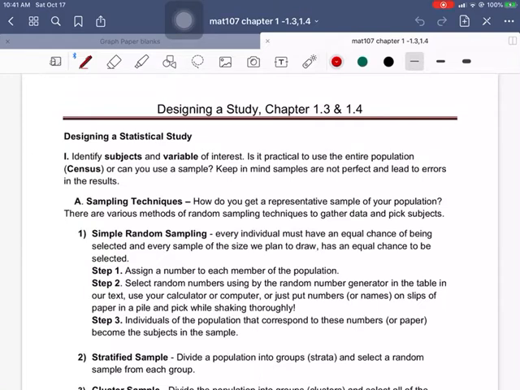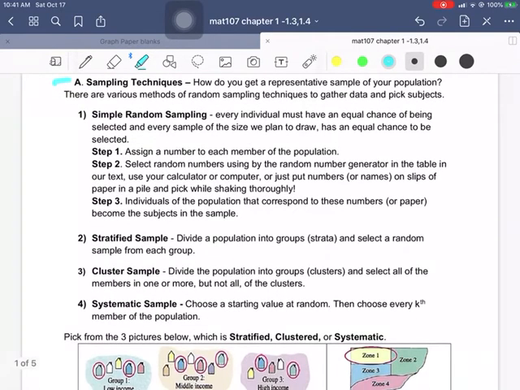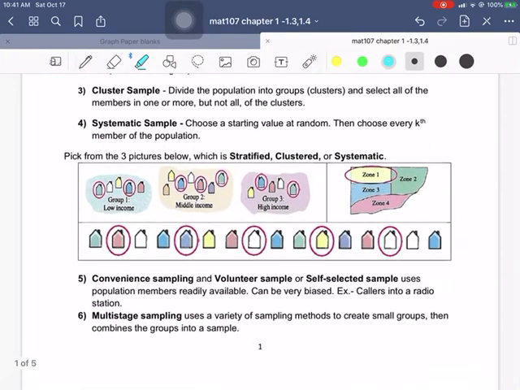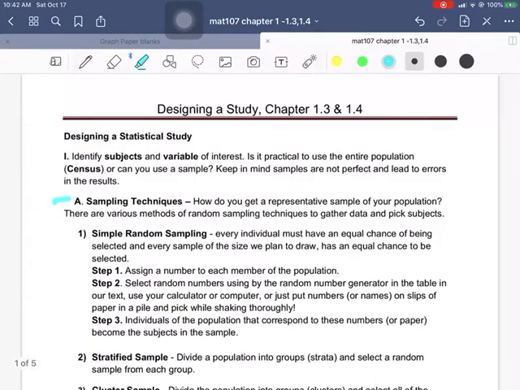use a sample? Keep in mind that samples are not perfect and can lead to errors, right? Because each sample you get a different result. It's always better to use a population for accuracy, but it's not always possible. So typically people are busy making samples, okay? So there are many ways to make a sample. There are sampling techniques that are listed here. We have something called a simple random sample. We have a stratified sample, a cluster sample, a systematic sample, convenience or volunteer sampling, or self-selected, and multi-stage.